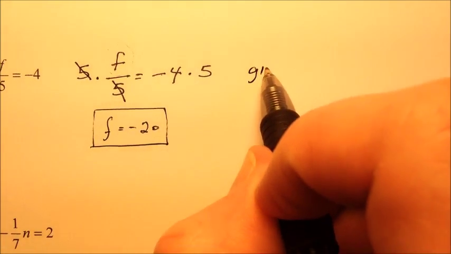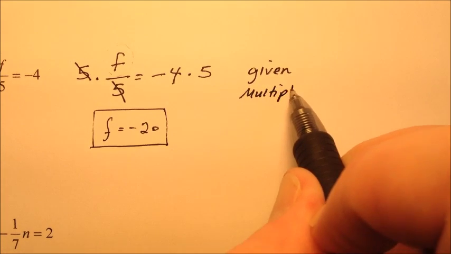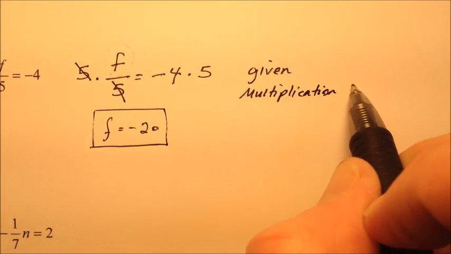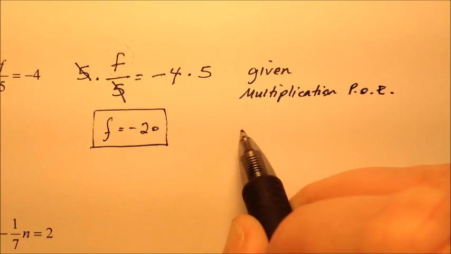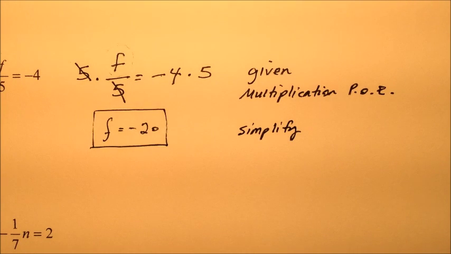And as we've been doing, our first step is given. Our second step, again, was the multiplication property of equality. And then our final step was simplify. And that's the solution for 44.